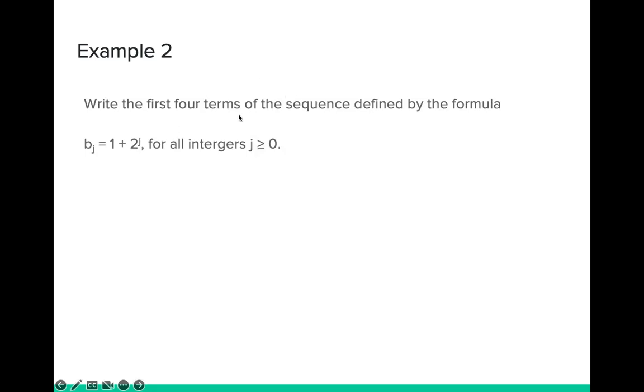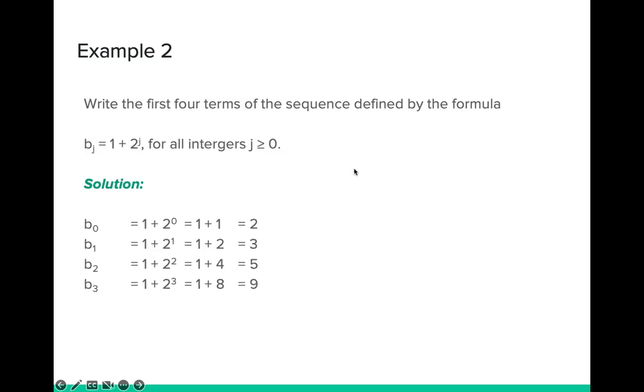We write the first 4 terms of the sequence that is defined by the formula b sub j equals 1 plus 2 raised to j for all integers j greater than or equal to 0. So what would be the solution? So basically what we do is determine the terms. So we have b sub 0, b sub 1, b sub 2, and b sub 3, since we have a restriction here that the integers j are greater than or equal to 0.